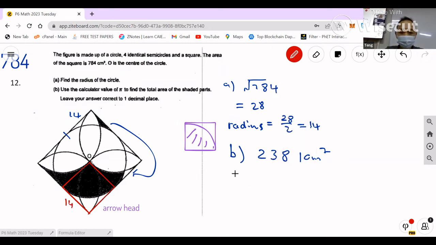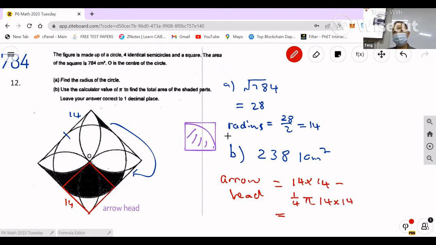Let's just find the arrowhead. The arrowhead is equal to the square, so it's 14 times 14 minus the quadrant. So what's the quadrant? 1/4 pi times 14 times 14. So what do you get? 996. Okay, so that would be the arrowhead here.